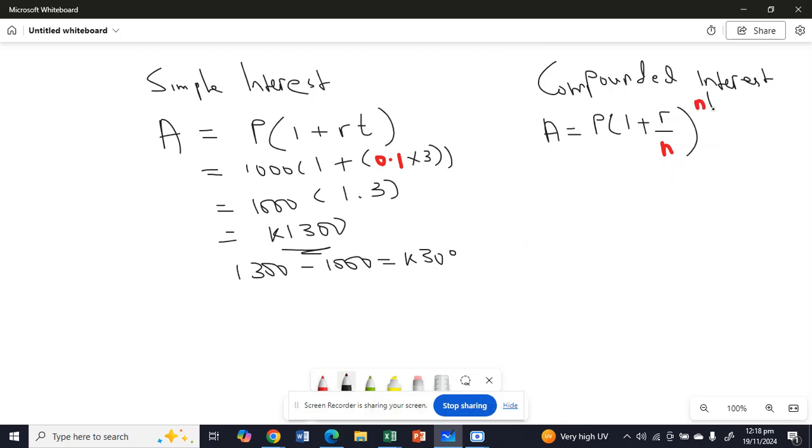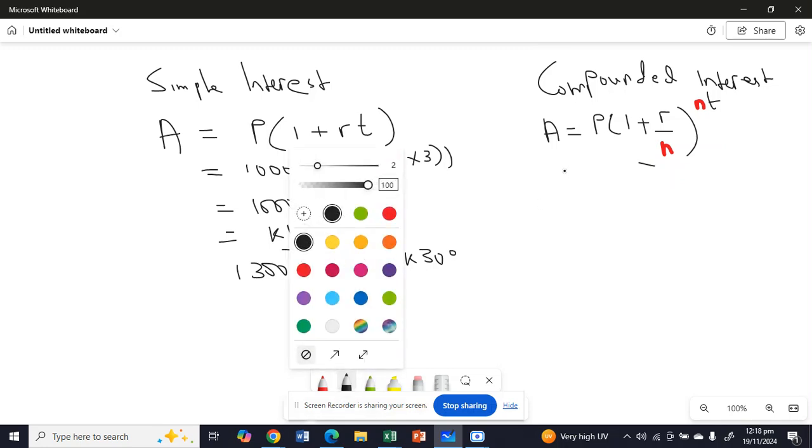So with compounded interest, what happens is the interest rate is divided by the number of compoundings so that it's spread out throughout the year, right? So you are always going to divide the interest rate by the number of compoundings, and you're also going to multiply the time period by the number of compoundings, all right?